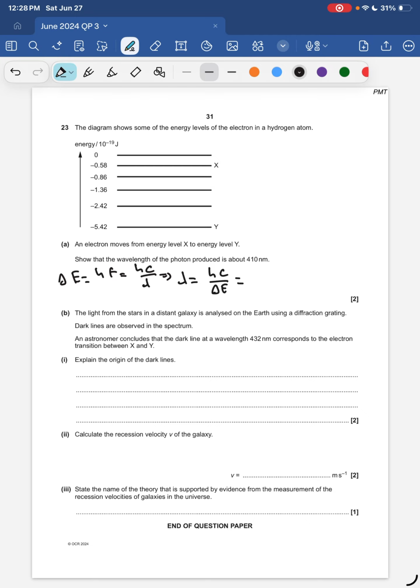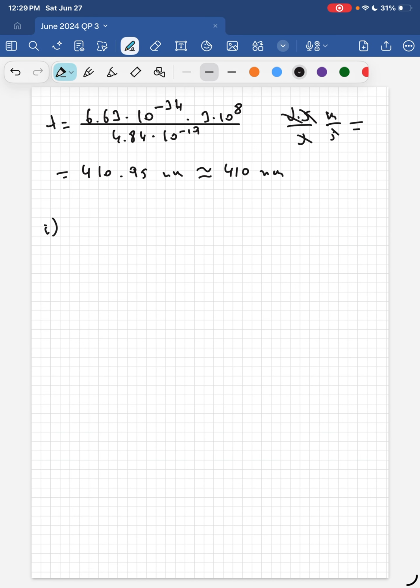B. The light from the stars in a distant galaxy is analyzed on the Earth using a diffraction grating. Dark lines are observed in the spectrum. An astronomer concludes that the dark line at the wavelength 432 nanometers corresponds to the electron transition between X and Y. Part 1, explain the origin of the dark lines. I'm going to go to the back. So light from stars, okay, passes through cooler gas in the stellar atmosphere, okay.